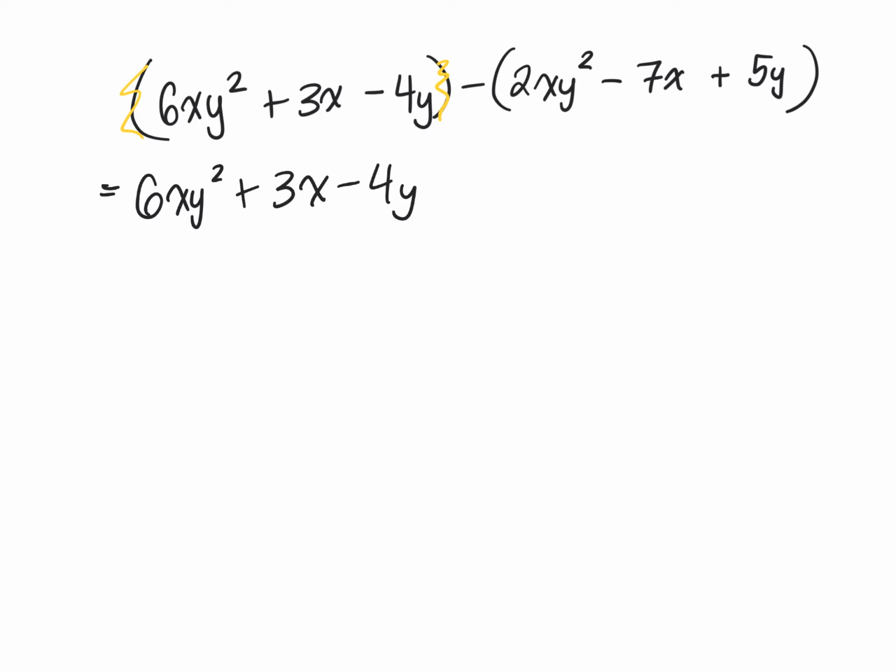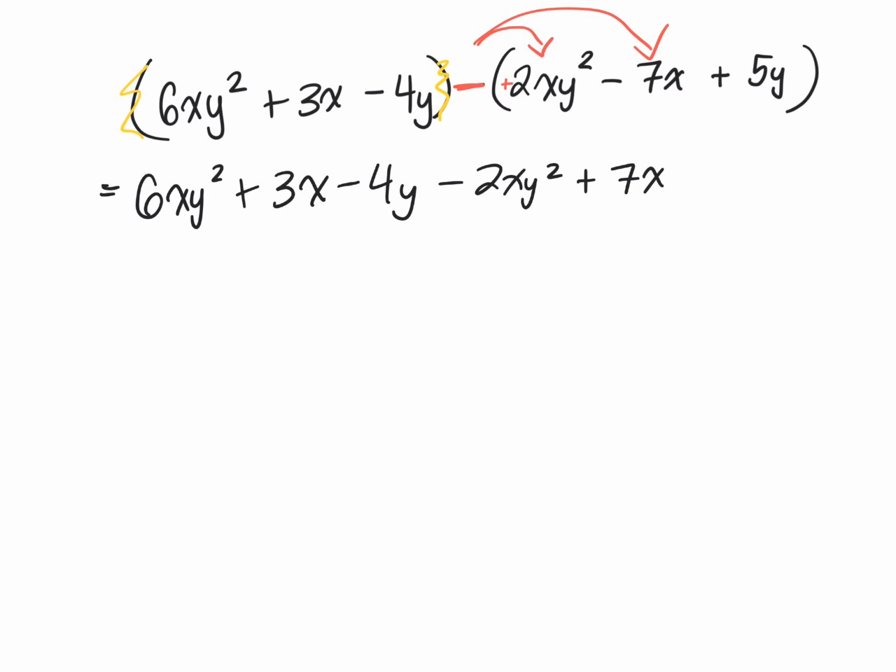Again, I am taking away this. I'm taking away a positive 2xy squared. So what does it become? So take away 2xy squared. Oops. Sorry, that looks weird. Then I am taking away what? A negative 7x. So what does that become? Positive. Right? Do you see how the signs are becoming opposite?